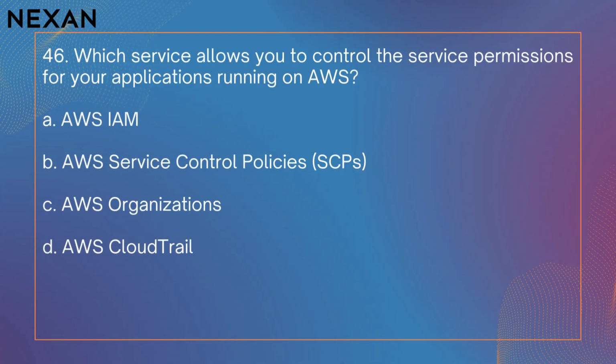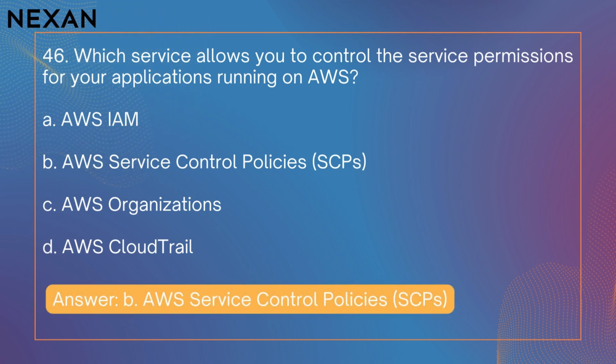46. Which service allows you to control the service permissions for your applications running on AWS? A. AWS IAM. B. AWS Service Control Policies. C. AWS Organizations. D. AWS CloudTrail. Answer: B. AWS Service Control Policies.